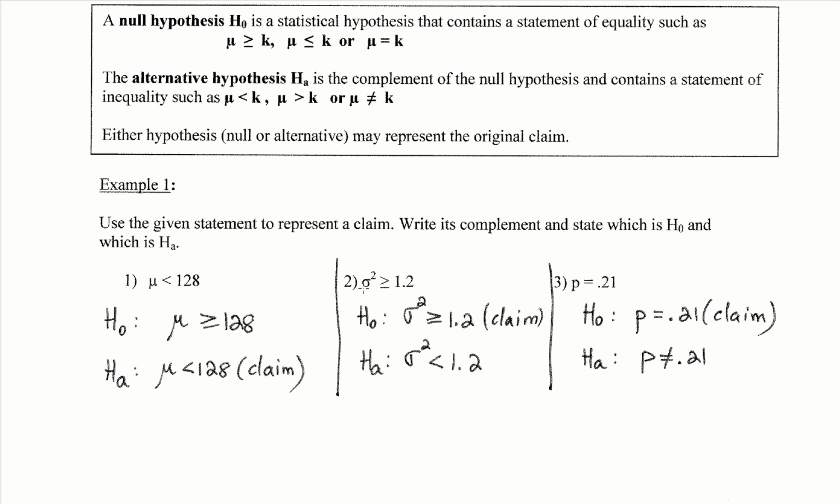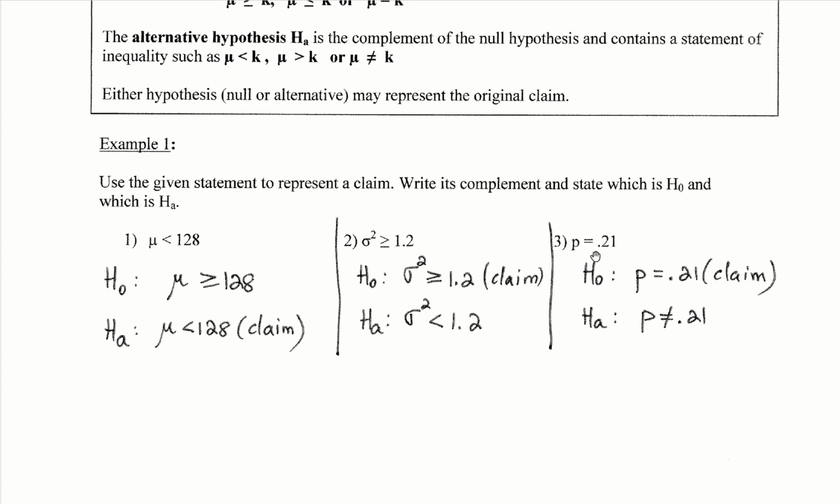This would say sigma squared. If you remember, that's the population variance. This would say that the variance is greater than or equal to 1.2. Because it contains that equal to part, that means that this is going to be the null hypothesis, and it was what was claimed in the beginning. So the null is that the variance is greater than or equal to 1.2, which is our claim. The opposite of greater than or equal to would be strictly less than. So for this one, the alternative hypothesis is the variance is less than 1.2.